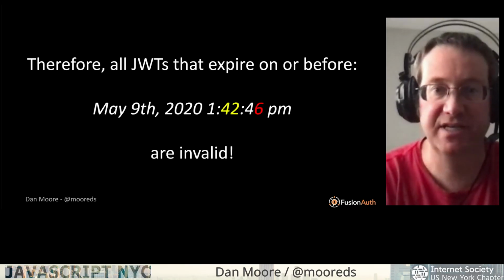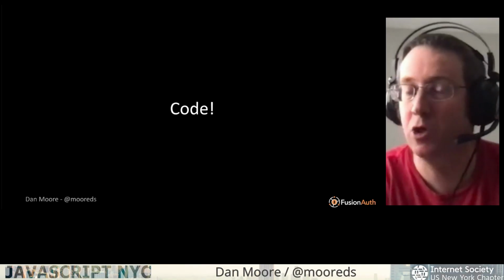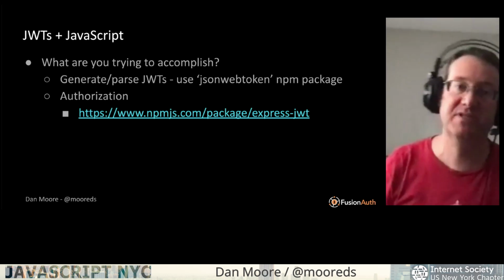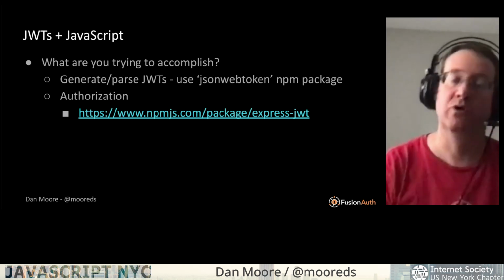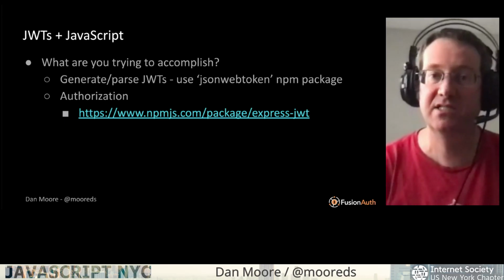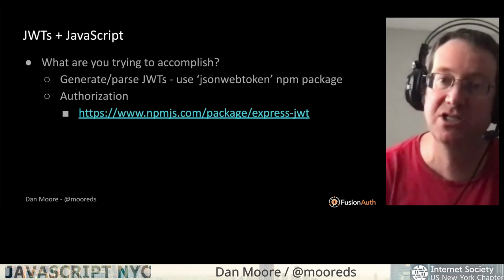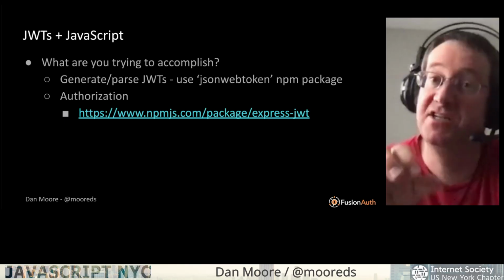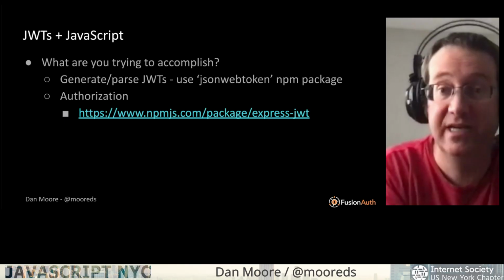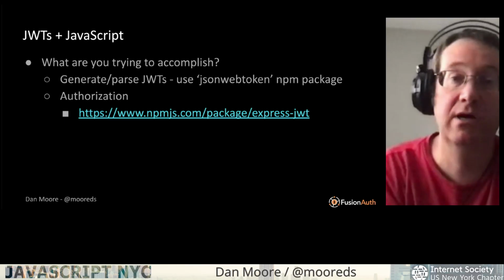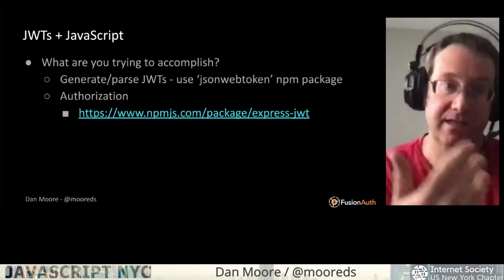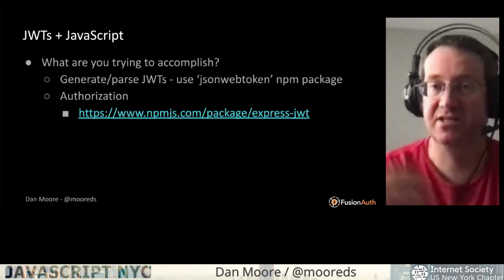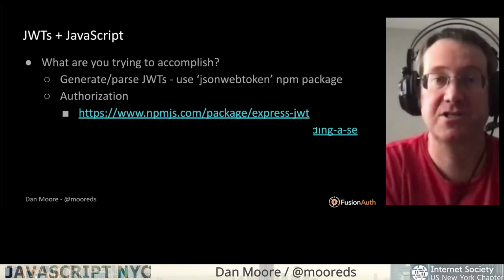I'm going to skip through this. I'm going to skip code because I have 2 minutes left. As far as JWTs and JavaScript, you want to think about what you are trying to accomplish. If you're generating and parsing JWTs, then there's a great JSON web token package. If you're thinking about authorization, I have not delved deeply into this, but I Googled a little bit, and there are some pieces of middleware out there that will look at a JWT, examine it, see if it's valid, and then basically do authorization based on that.